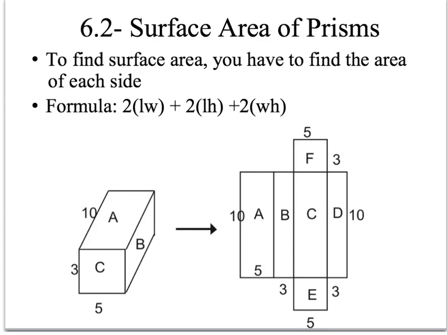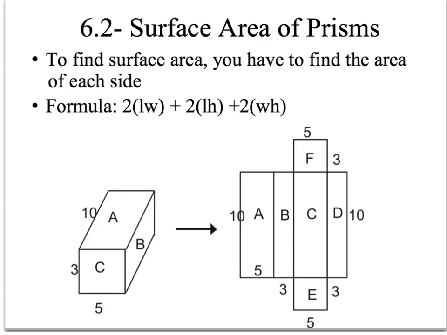Hello, Mr. Wahlberg here. Section 6.2 is surface area of prisms. We've been talking about three-dimensional figures. We did some area of some objects. Now we're going to obviously do it in a three-dimensional prism. It says you have to find the surface area by finding the area of each side.